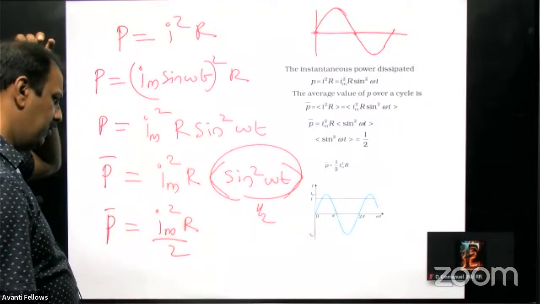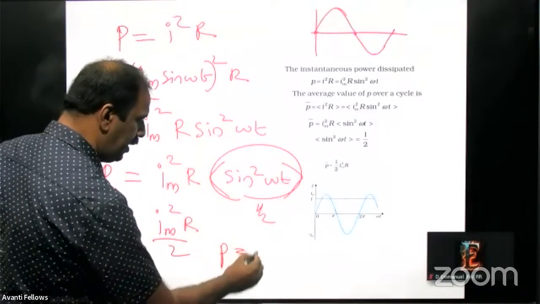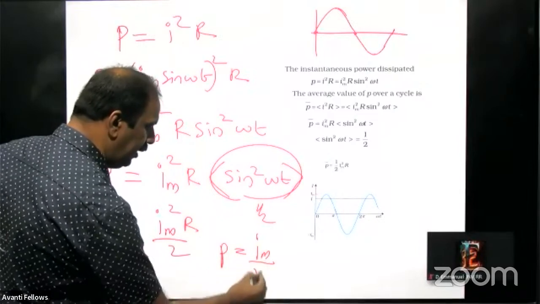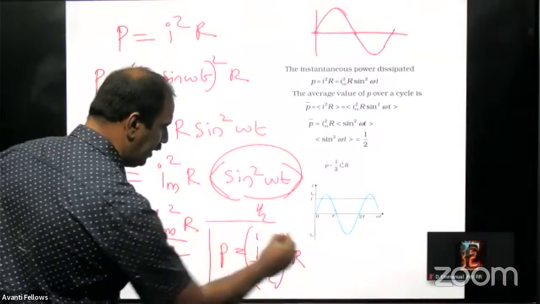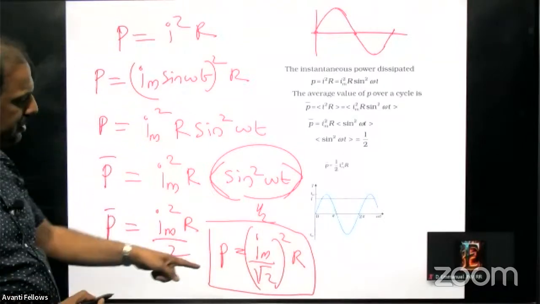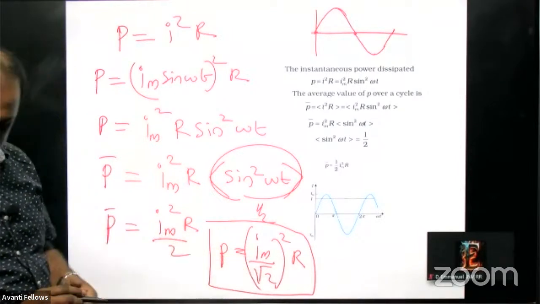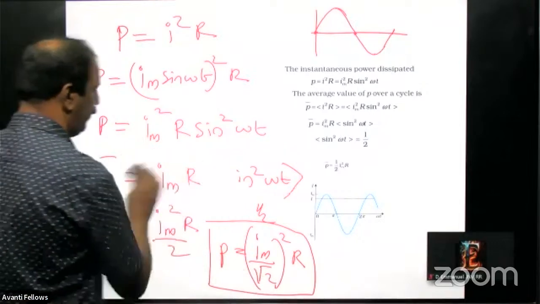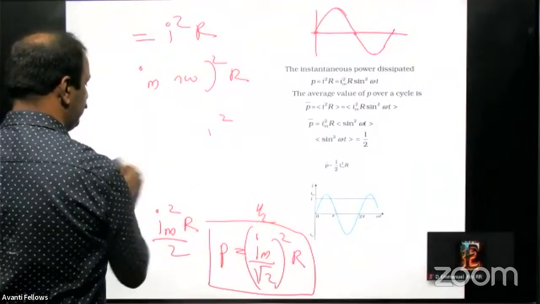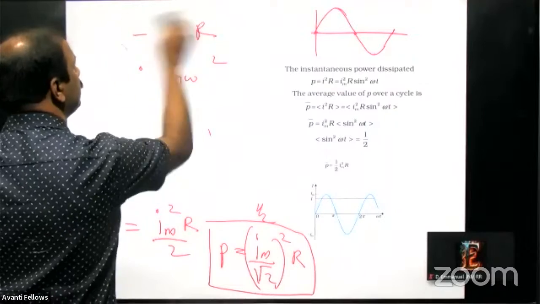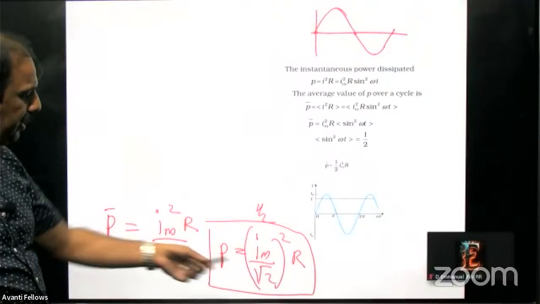Or we can do it in another way also. This power is equal to Im divided by root 2, square, into R. So we are getting power like this. Power is equal to Im by root 2 square into R. So why have we taken this Im by root 2? That's important now. Why have we taken this Im by root 2 here?